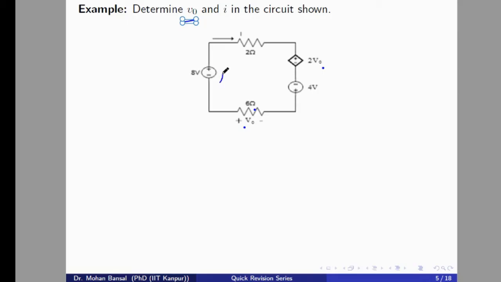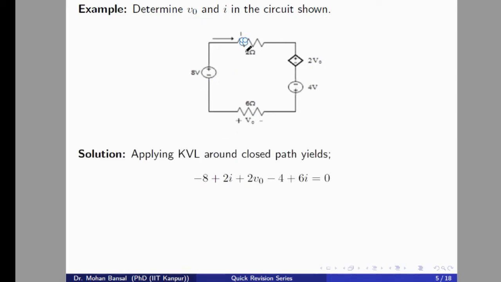If we consider current I flowing in this loop, because it is a closed loop and we have only one loop here, we get the minus sign first, so we can write minus 8 plus 2I plus 2V0 minus 4 plus 6I. Here the current enters this branch, I, and this direction will be plus and minus for the current, and the voltage across the 6 ohm is plus minus V0 in the opposite direction. So another expression from this will be V0 is equal to minus 6I.